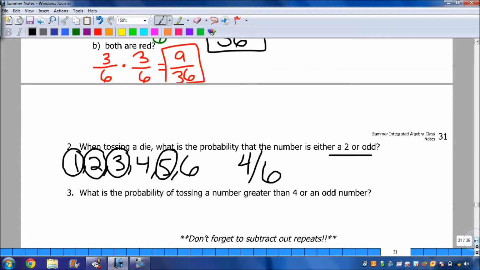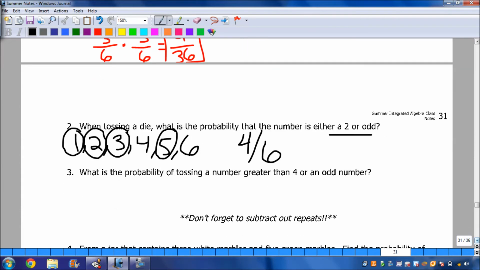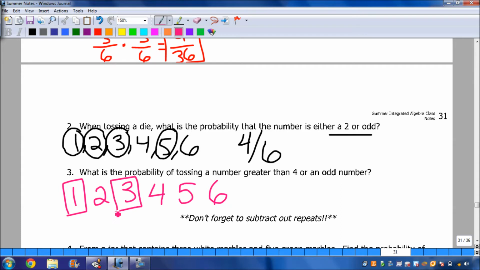Okay? Now, what is the probability of tossing a number greater than 4 or an odd number? So let's list out all the possibilities again. 1 works because it's odd. 2 does not work because it's not greater than 4 or odd. 3 works because it's odd. 4 does not work because it's not greater than 4, it's only equal to 4. 5 works because it's odd and it's greater than 4, and 6 works because it's also greater than 4. So the answer to this question is 4/6.